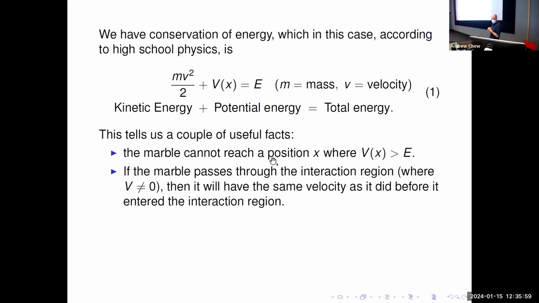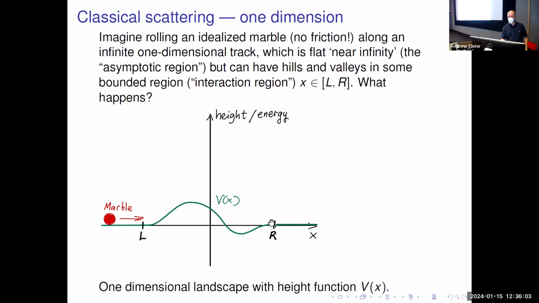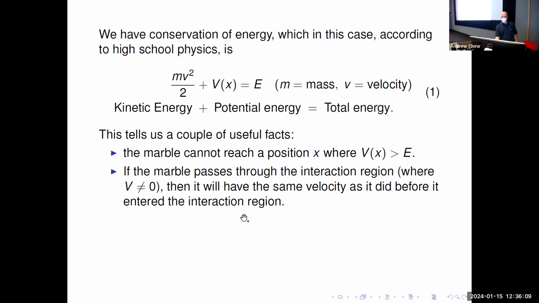Secondly, if the marble passes through the interaction region, so by the way, this region between L and R where V is not zero, I'll call the interaction region, if the marble passes through the interaction region, then it will have the same velocity after as it did before. And that's direct from this equation. So we set V equals 0, and we find that we can determine v in terms of E.